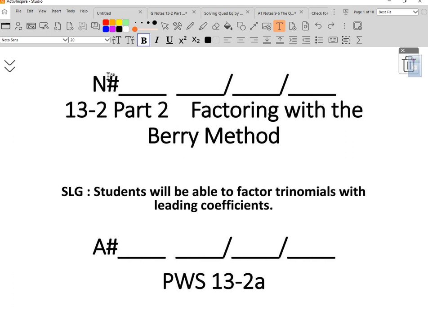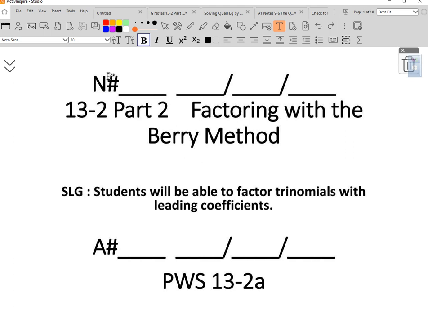They're going to give us a quadratic expression, so a trinomial, and we are asked to factor it. So rewrite it in an equivalent form where if we multiply those factors together, it will equal or be equivalent to the expression we started with. So that's what factoring is.